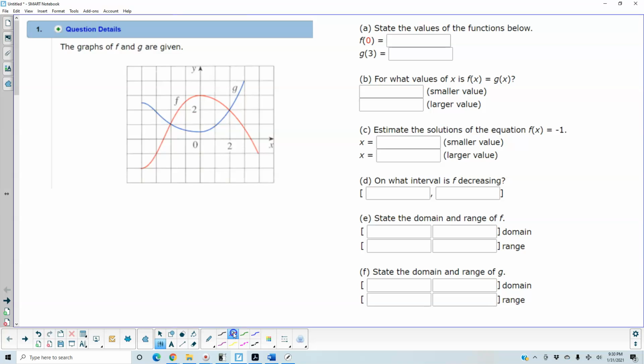So we want to find f of 0. Well, what does f of 0 mean? If we want to find f of 0, that means that x is equal to 0, and we want to find out what is the value of y on the function f. So if x is 0, then the y value on the graph is 3. So that means that the output is 3.